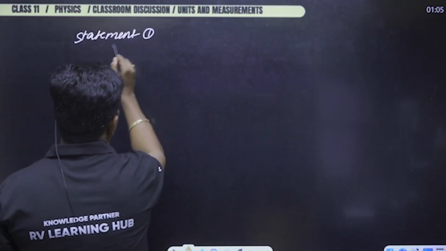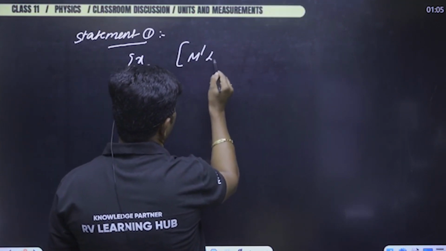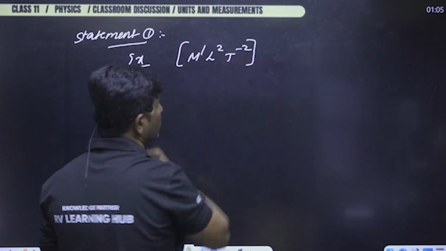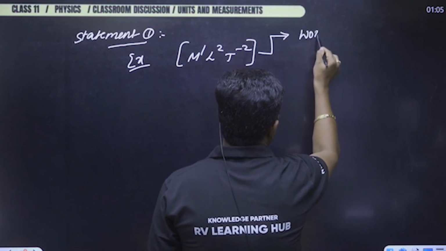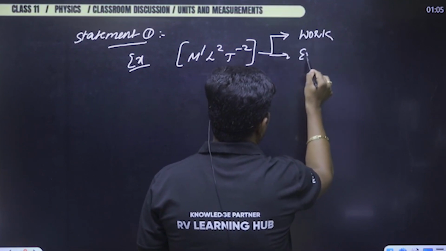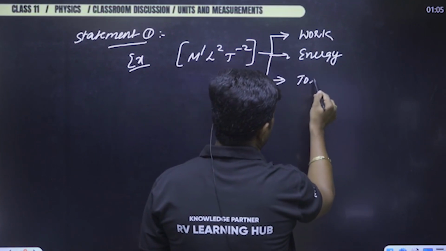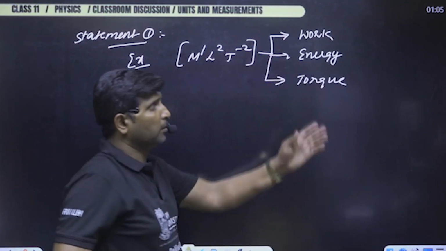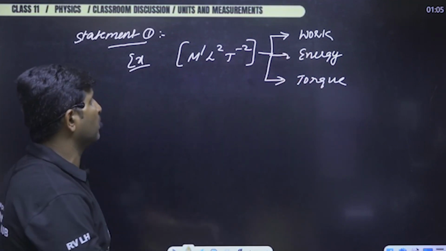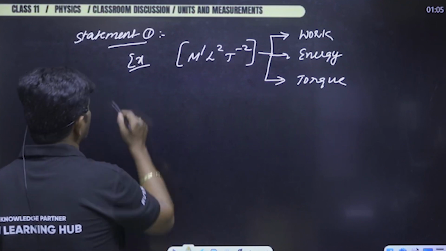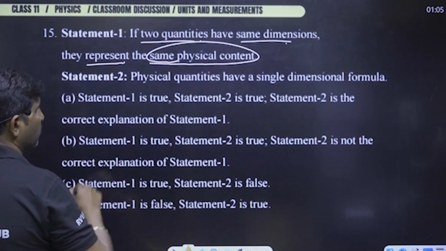Statement 1. So see here, for example, if I take the dimensional formula as M power 1, L power 2, T power minus 2, this indicates the dimensions of work, dimensions of energy, and dimensions of torque also. But these three quantities are not the same quantity, they are entirely different physical quantities. So we can say statement 1 is wrong. Statement 1 is wrong. Okay.